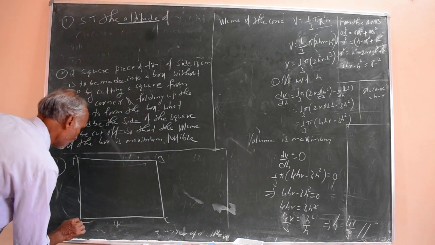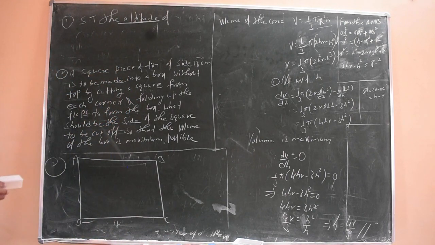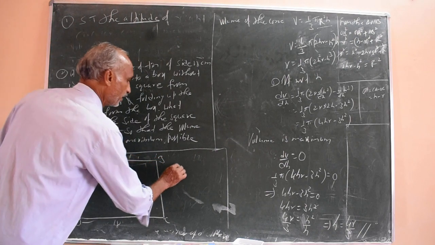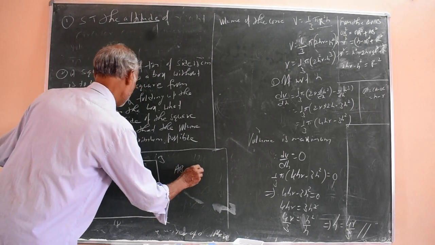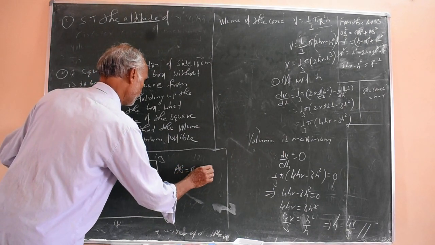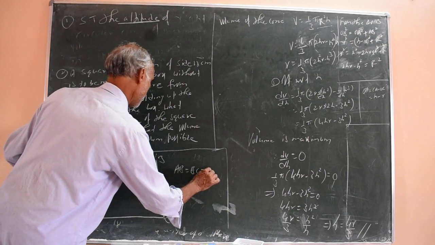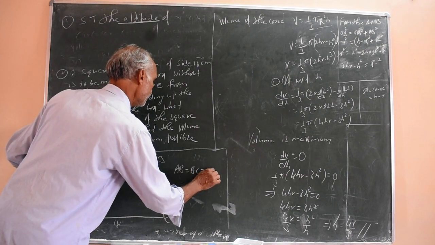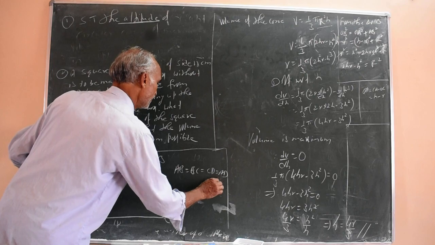ABCD is a square piece of tin. Then AB is equal to BC is equal to CD is equal to AD, all are equal to 18 centimeter.